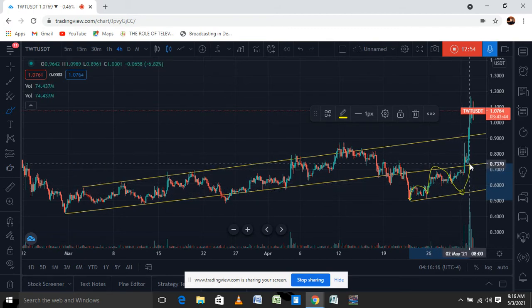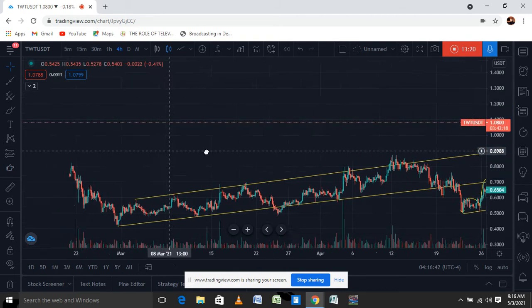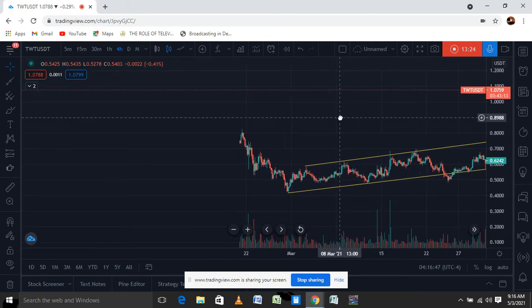But in this case, the move was strong. That's why it just broke straight up. The move was really, really strong. I believe some fundamental or some kind of breaking news, good news, helped spike this TWT price up. Okay, so that's what a trend line is. That's how trend lines work. That's how you use trend lines for trading. You can still do this in other markets too.